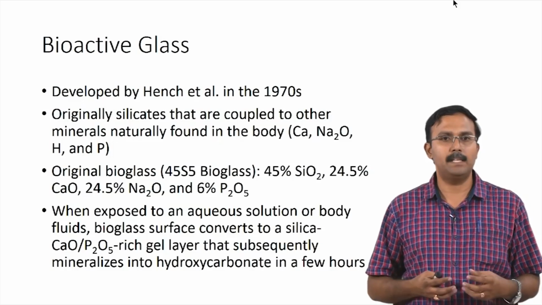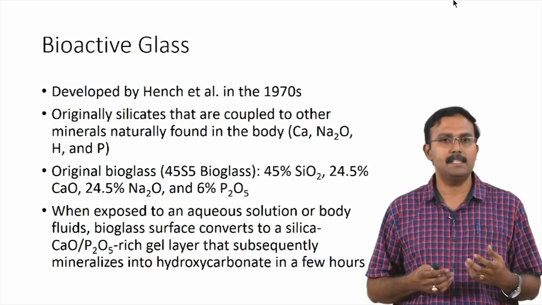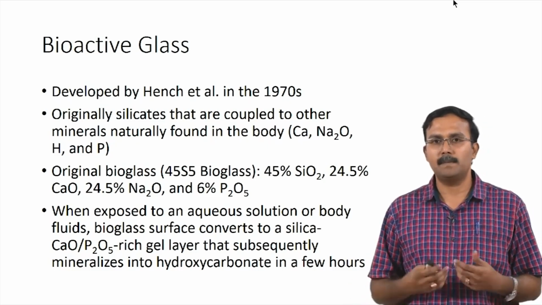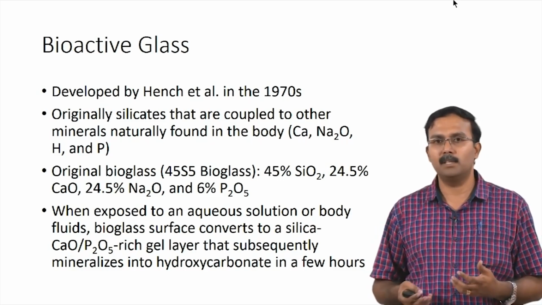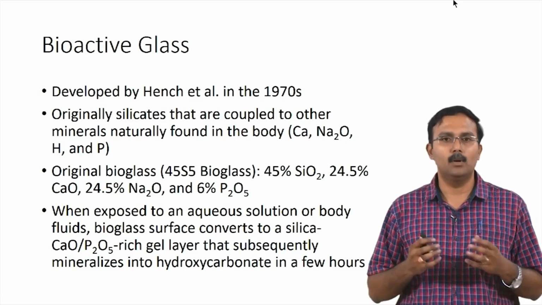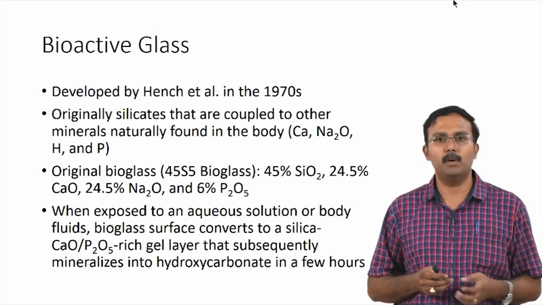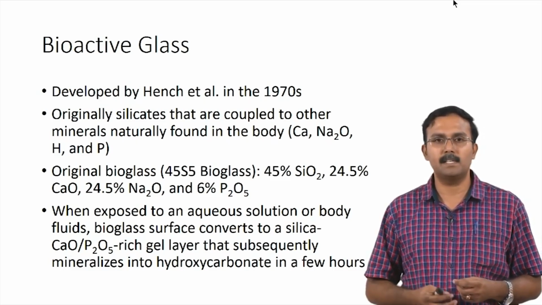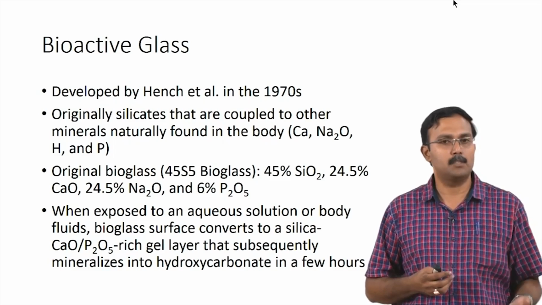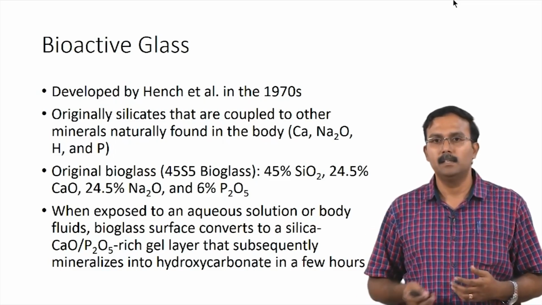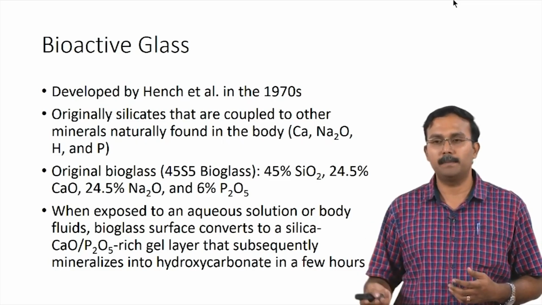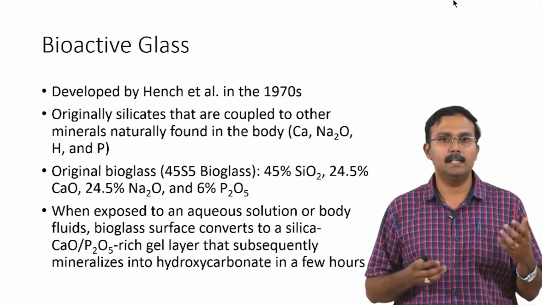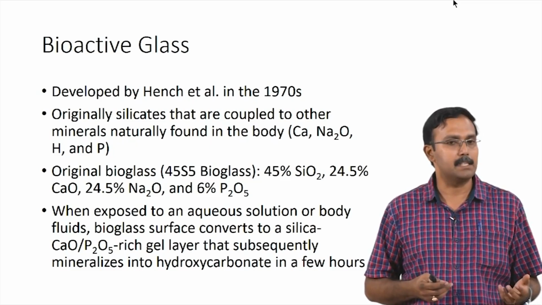Bioactive glass is a ceramic which was developed in the 1970s, and originally silicates were coupled with other minerals which are present in your body, like calcium, sodium oxide, hydrogen and phosphorus. The original bioglass, the 45S5 bioglass, basically contains 45% silica, 24.5% calcium oxide, 24.5% sodium oxide and 6% phosphorus pentoxide. So, this bioglass is bioactive and it has been used for different applications.